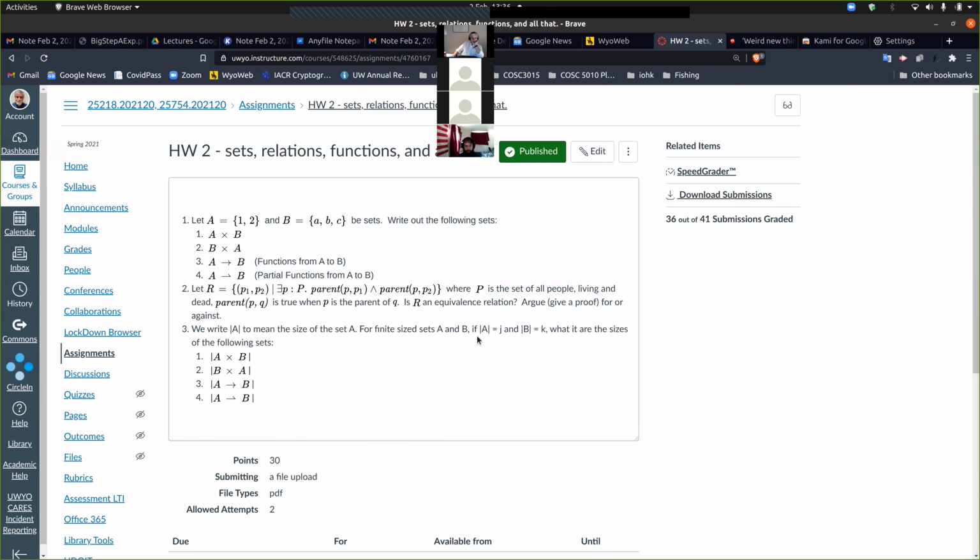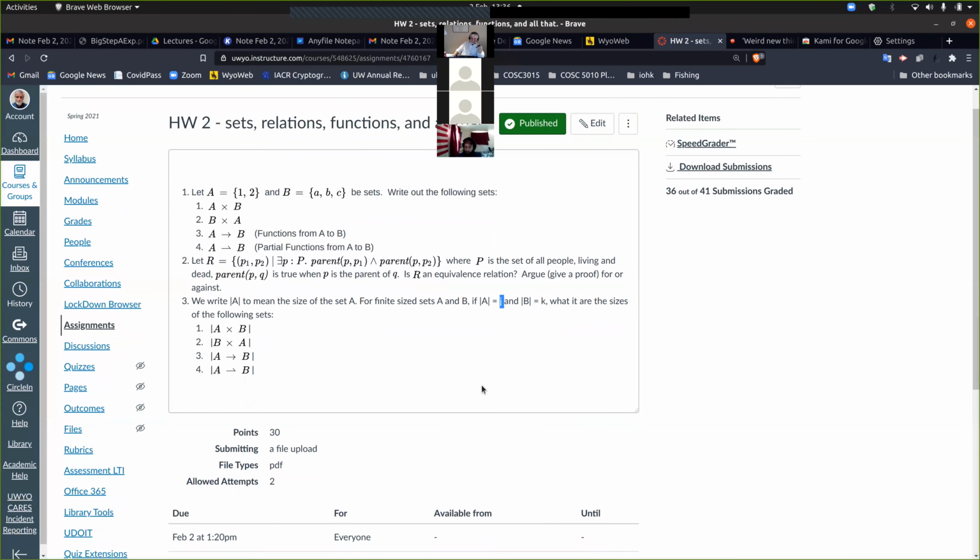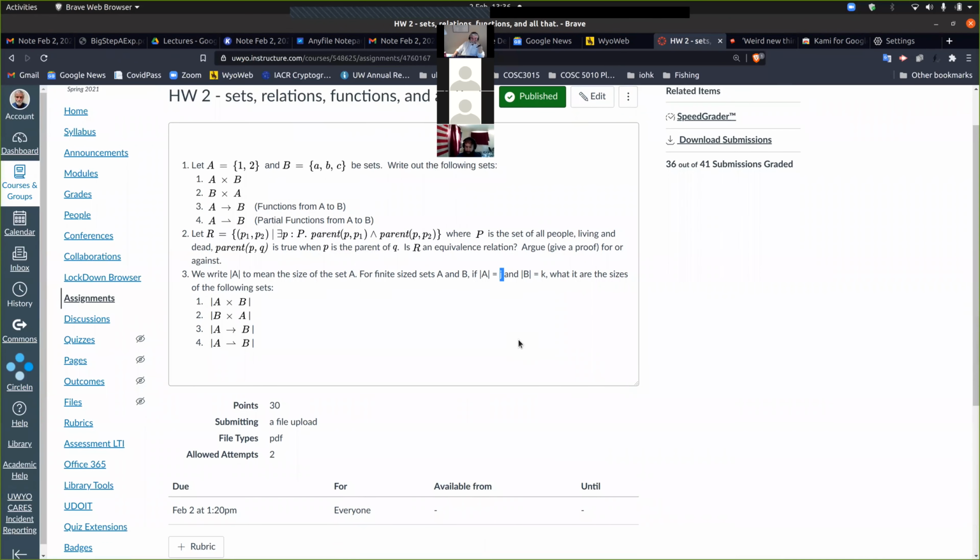Right. And then this is a generalization saying, look, if there's J elements in the set A, and there's K elements in the set B, how many functions are there? What's the size of the set A arrow B? Okay. That one I kind of get more, but question 1, number 3 is the one I'm confused about. Oh, writing 1, like 3. I'm sorry. Yeah, I thought you said 3.